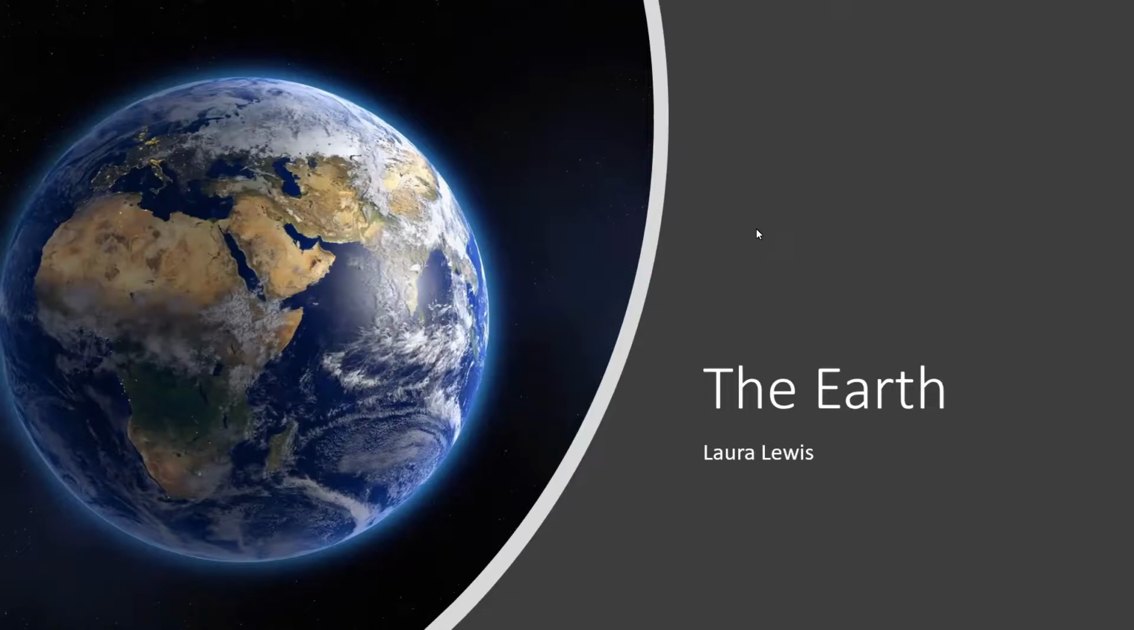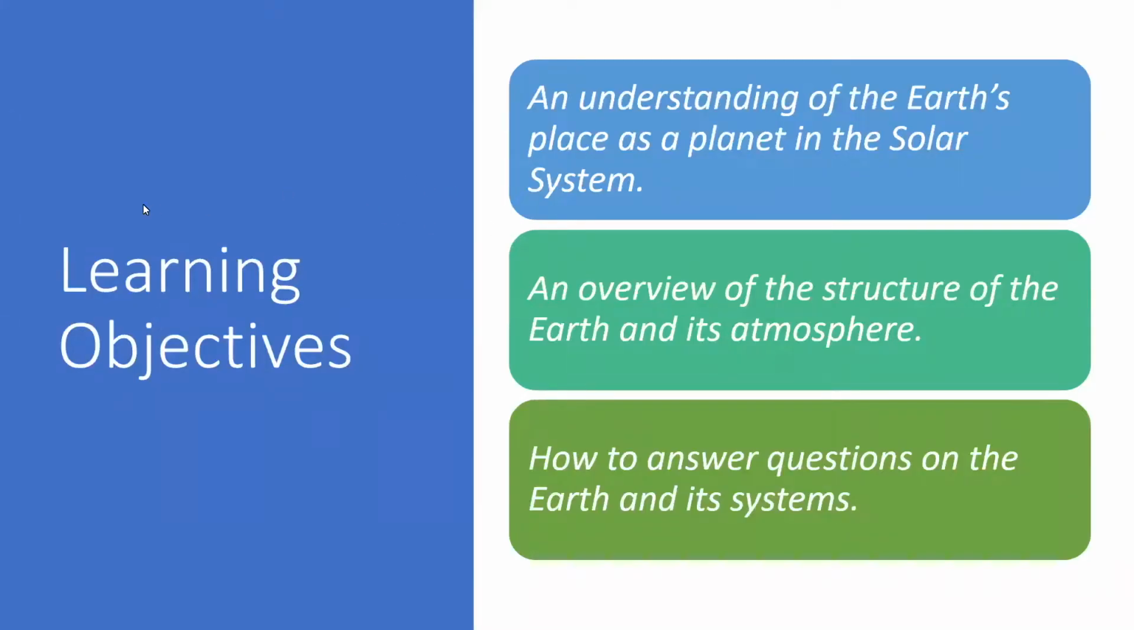So this is suitable for Key Stage 3 up to Key Stage 4, that's the introduction to the Earth. So let's look at the learning objectives. Number 1, an understanding of the Earth's place as a planet in the solar system. Number 2, an overview of the structure of the Earth and its atmosphere. Number 3, how to answer questions on the Earth and its systems. Okay, so let's go to the next slide.